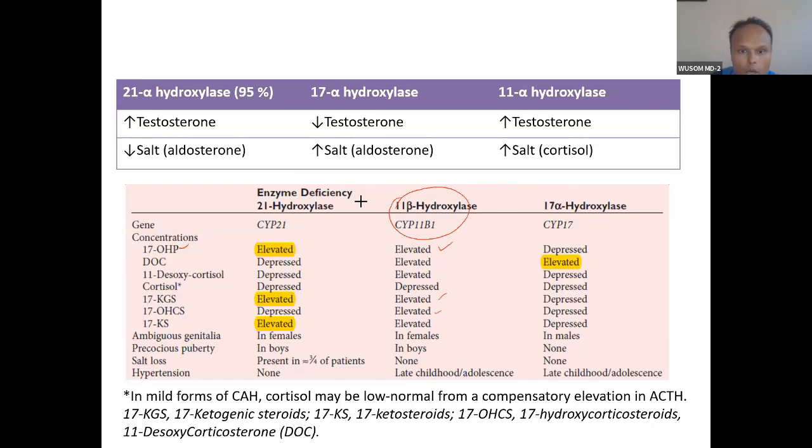So all 17 will rise here. So 17 generally designates what? It designates sex corticoid. Now towards aldosterone, you can see corticosteroid is depressed, and this is high. All other things are high. Only corticosteroid is depressed. So these are the problem.